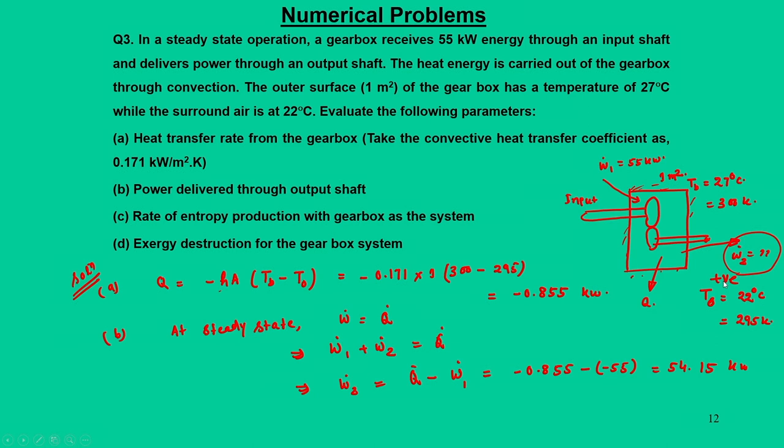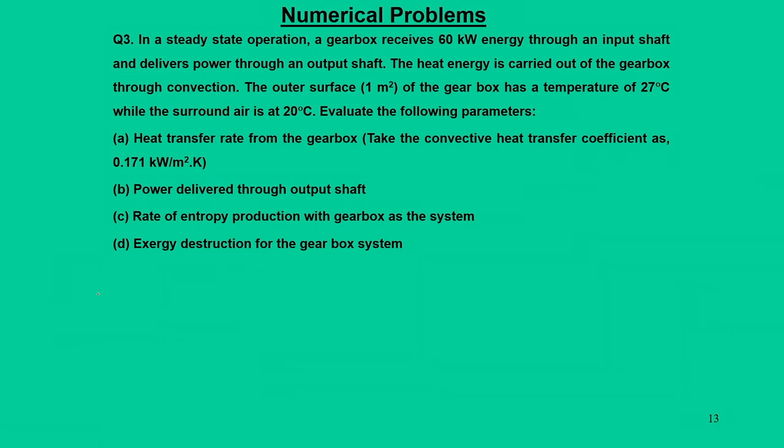Okay. The next part is you need to calculate the entropy productions. So, for this entropy production, if I write the expression for rate of entropy production, then we can recall for a closed system energy balance, dS by dt is nothing but Q dot by T plus sigma dot, and it is a steady state.